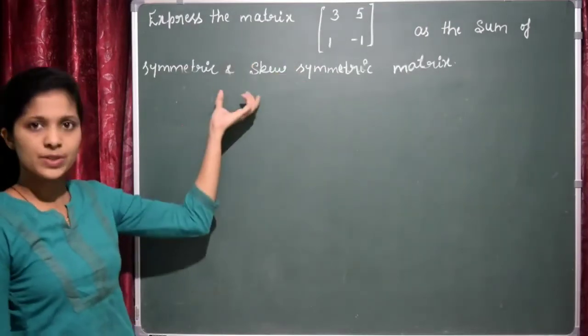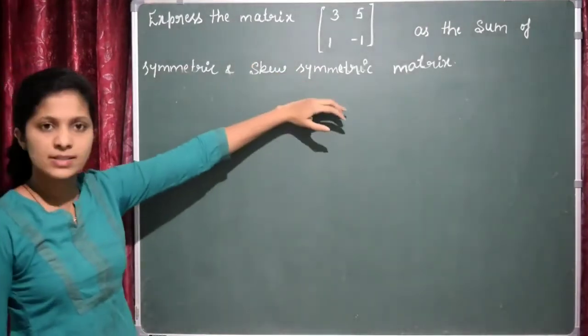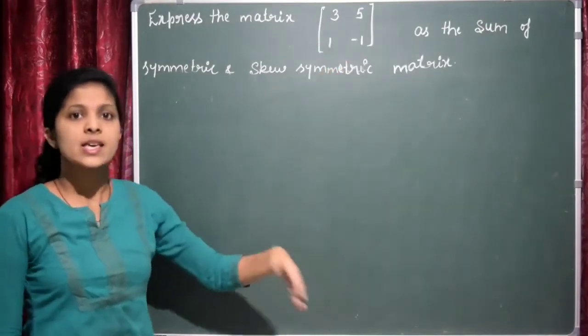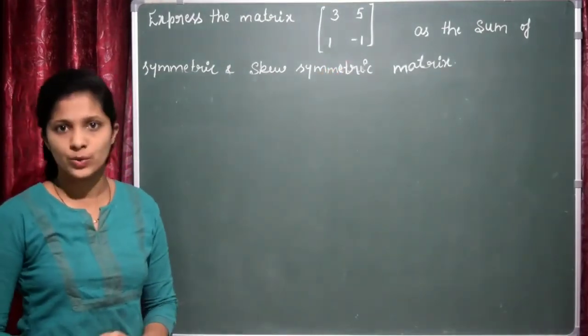The matrix you have to represent as the sum of a symmetric and a skew symmetric matrix. And here I have considered a 2 by 2 matrix. Here we will solve this one. Some more problems are there in the exercise. You have to solve those problems.